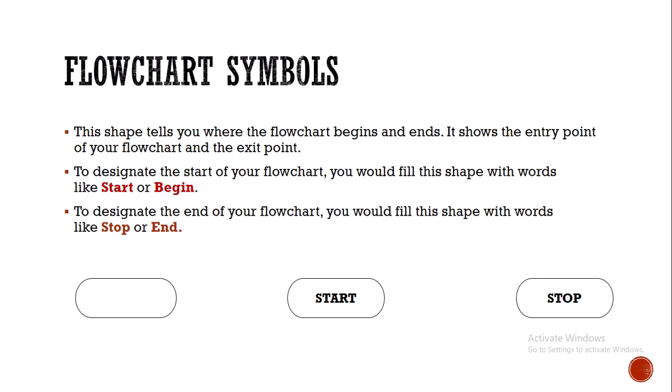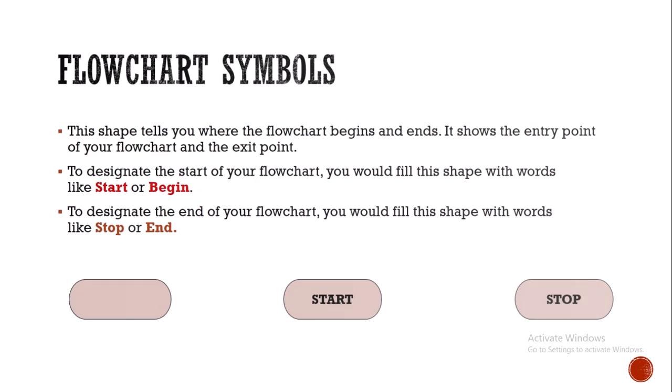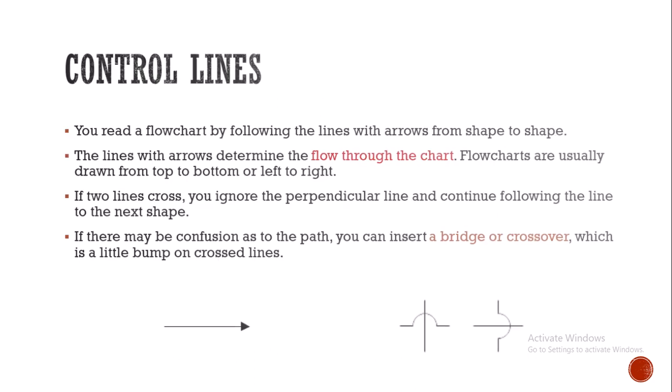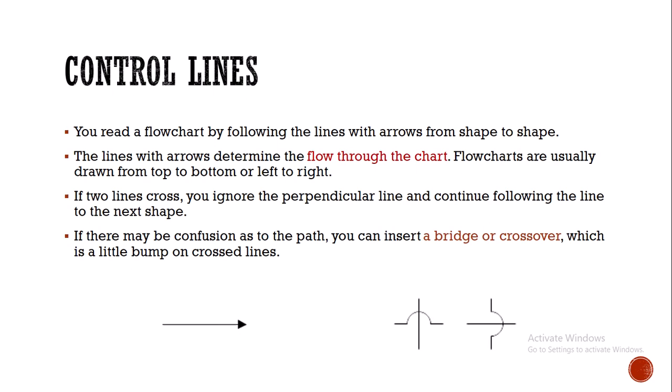You read a flowchart by following the lines with arrows from shape to shape. The lines with arrows determine the flow through the chart. Flowcharts are usually drawn from top to bottom or left to right. If two lines cross, you ignore the perpendicular line and continue following the line to the next shape. If there may be confusion as to the path, you can insert a bridge or crossover, which is a little bump on crossed lines, as in the shapes below, at the right side. This is to keep our flowchart tidy and clean, so that it is easy to understand and is not difficult to find the flow of process.